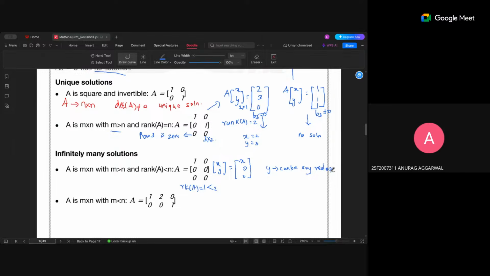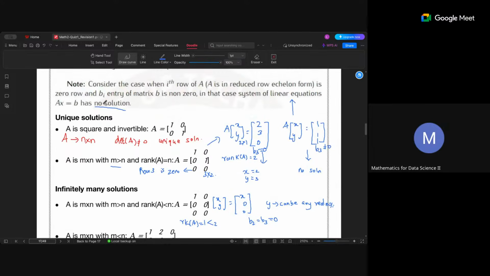Ma'am, in this case, the B vector, the last two entries are 0, 0? Yes, it should be 0, 0. Otherwise, it will have no solution. Okay, so here b2, b3 are 0, otherwise no solution. Okay, we are omitting the no solution case.